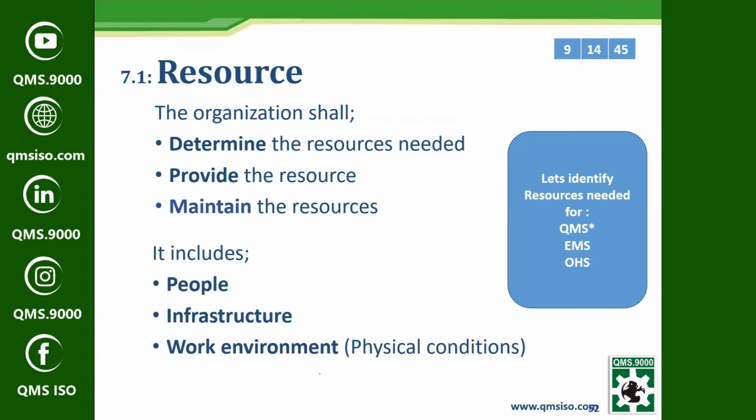Clause 7 is support. You need resources for quality management, for environmental management, for occupational safety. So the organization standard requires, clause 7.1, determine the resources needed for this job. Provide resources and maintain resources. Include people, infrastructure, and work environment. So simple.